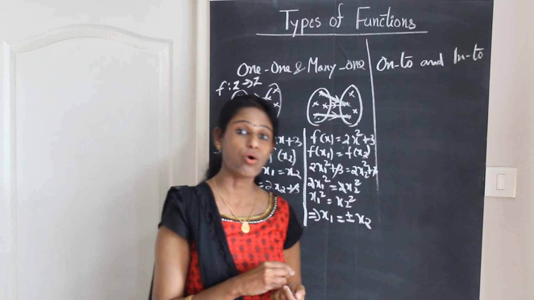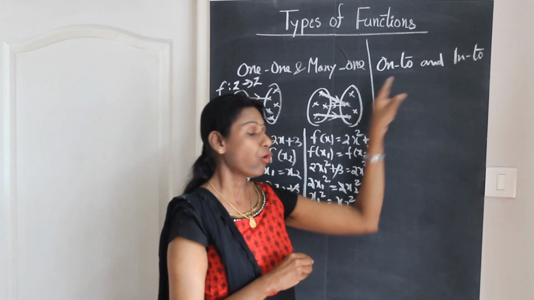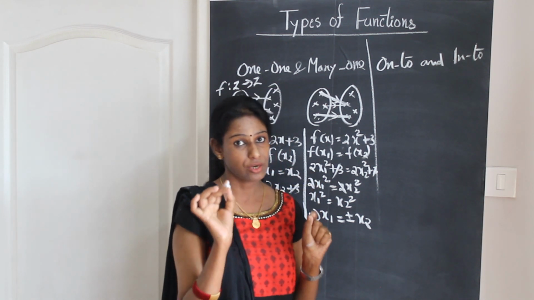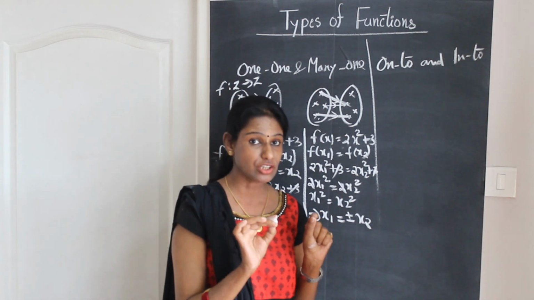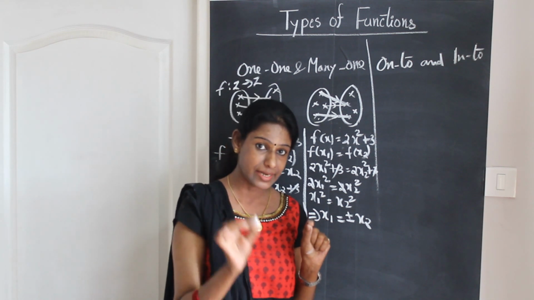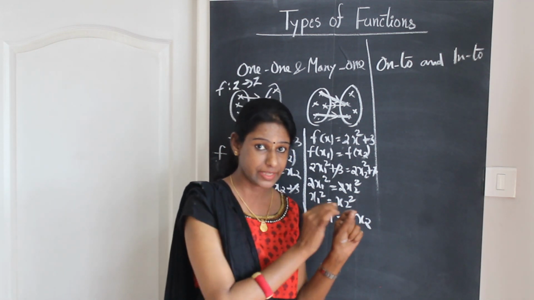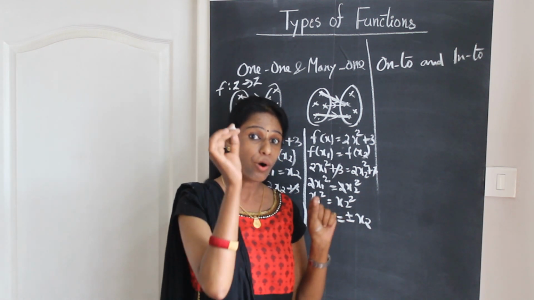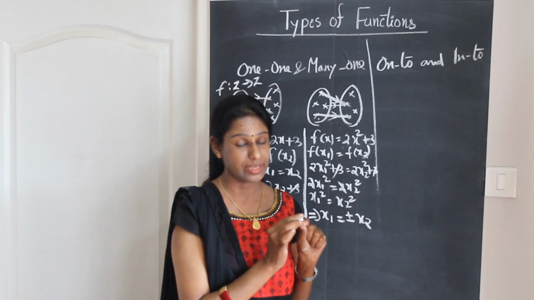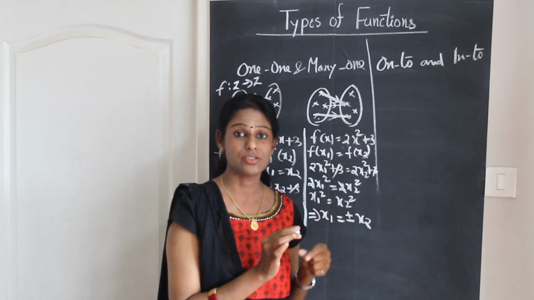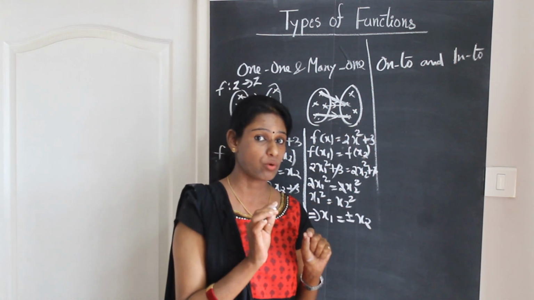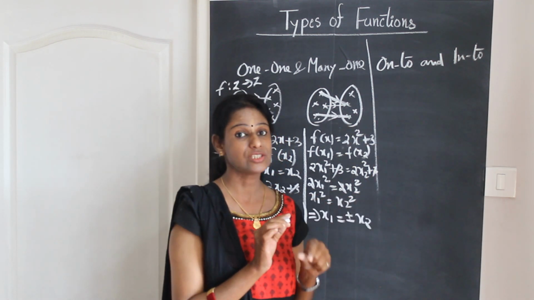Now the second is onto and into. Onto function is very easy to understand. Range is equal to the codomain. If the range of the function is equal to the codomain, that means no extra elements in the codomain that are not attached to any elements of the domain, or all the elements of the codomain have pre-images in the domain. In that case, the function is known as onto. Otherwise, if range is not equal to the codomain, then it is known as into.